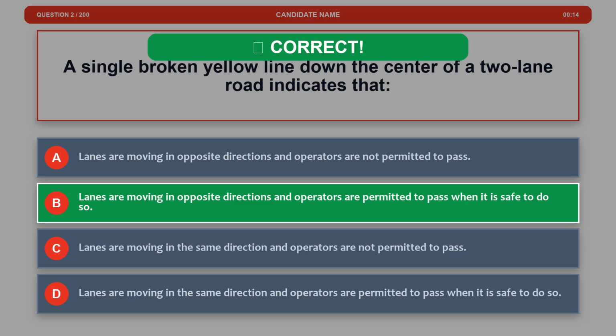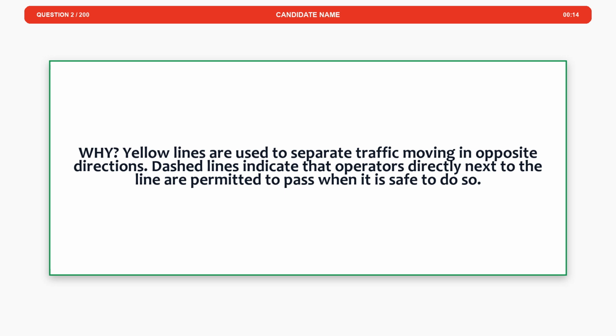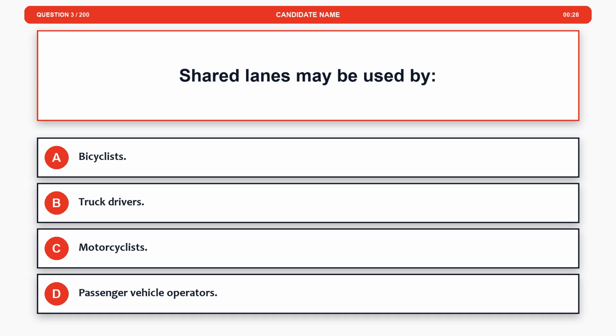The correct answer is option B. Lanes are moving in opposite directions and operators are permitted to pass when it is safe to do so. Explanation. Yellow lines are used to separate traffic moving in opposite directions. Dashed lines indicate that operators directly next to the line are permitted to pass when it is safe to do so.